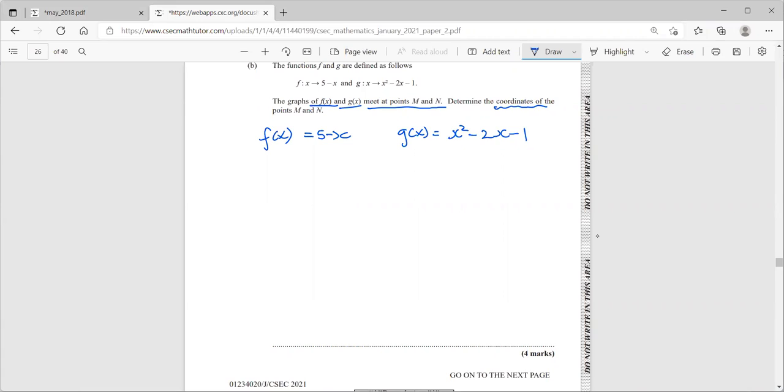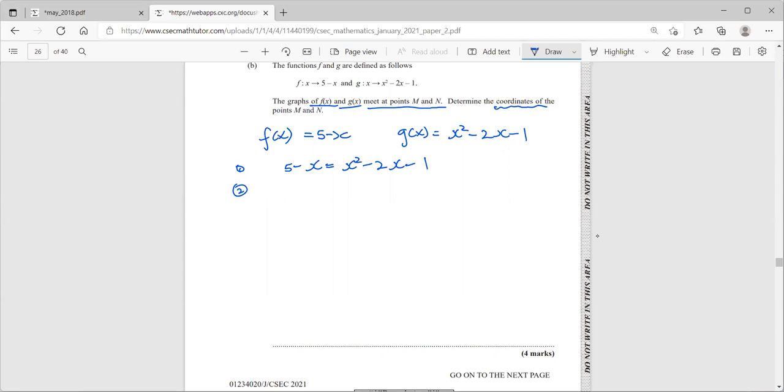When a question tells us that two lines meet, we are going to find points of intersection. And for us to find the points of intersection, we just put the two functions equal to each other. So I can say 5 minus x is equal to x squared minus 2x minus 1. First thing we do is let them be equal to each other. The second thing we do is we turn it into a quadratic equation. So we put everything on one side and allow the equation to be equal to 0.